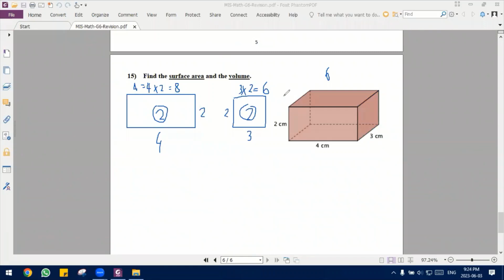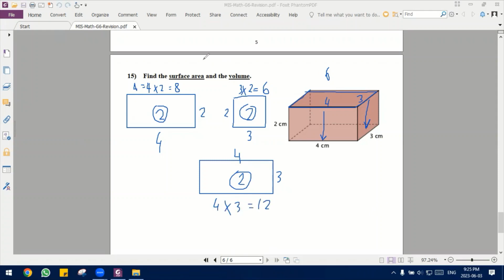Now, the last face that I should count is the top or the base. Now, this side here is not given. Check the opposite. So this side is a 3. Then this side here is not given. Check the opposite. It's 4. Now, the rectangle for the top is 4 by 3. Again, we have two faces, the top and the base. Now, the area, base times height, 4 times 3 equals 12. So I found the area of all the faces.